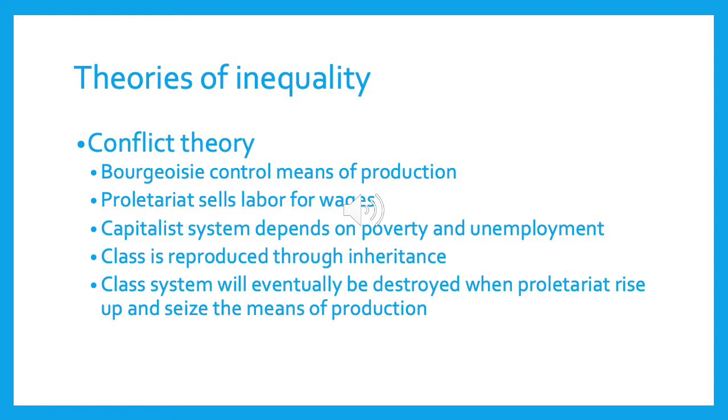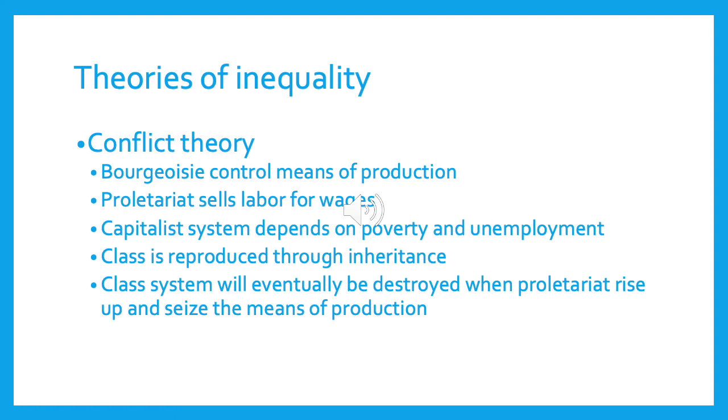So these are people who don't own the store, don't own the factory, don't own the ship, don't own the equipment, and just go to work for pay. That's pretty much everybody. So, according to Marx, where we get the conflict theory, the capitalist system depends on poverty and unemployment to some extent.